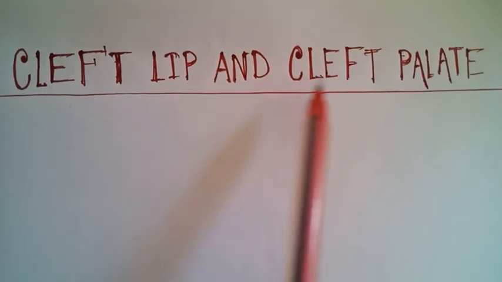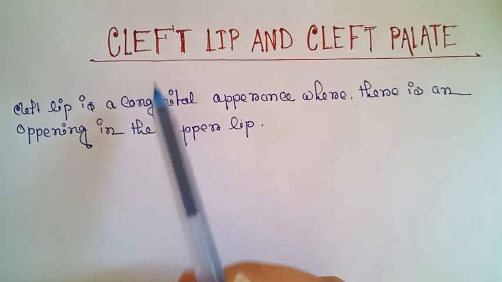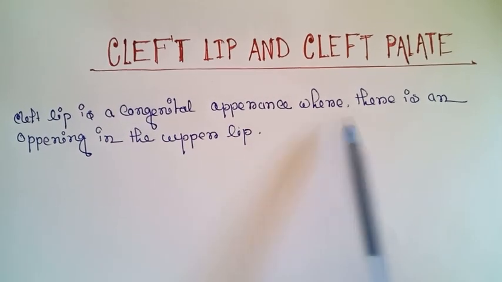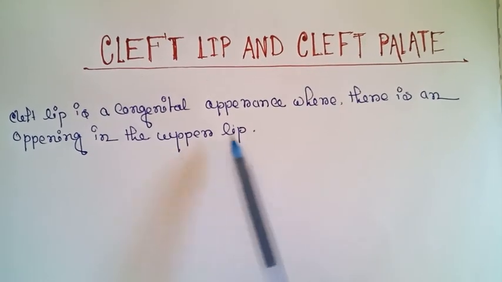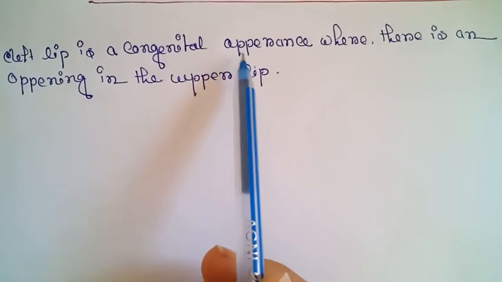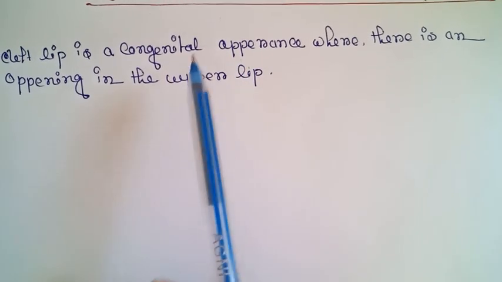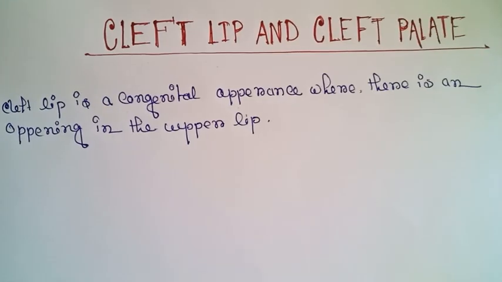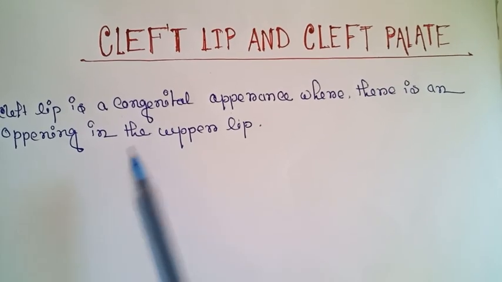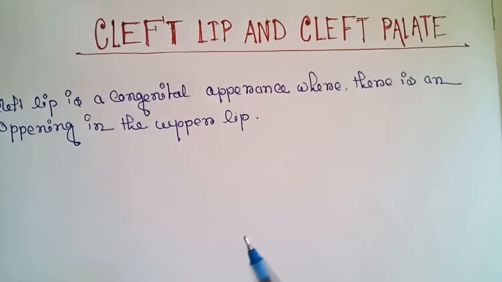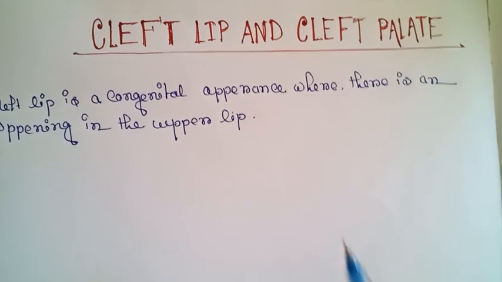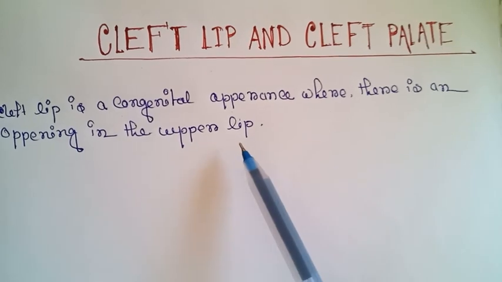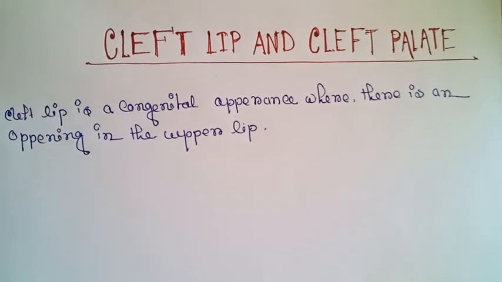Topic: cleft lip and cleft palate. So, what is the cleft lip? Cleft lip is a congenital anomaly where there is an opening in the upper lip. Congenital means it occurs when the baby is in the mother's womb and organ development is occurring. When the baby is growing in the mother's womb and the baby's lip is forming, if there is an opening in the baby's upper lip, that is called the cleft lip.